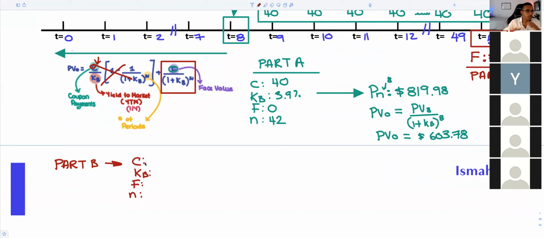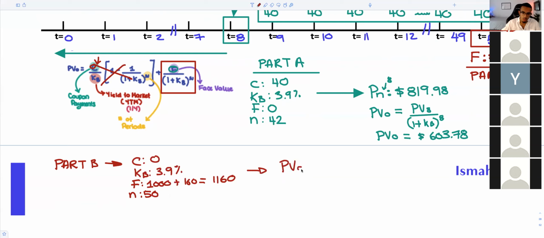Now, of course, do we have a C for part B? No, it's 0, exactly. So that's super clear. And our KB is the same, it's 3.9%. And our F in this case, once again, is 1,000 plus 160, so it's 1,160. And what is our N? N is 50, because there are no missed payments. There's nothing that we didn't go through. It's simple. We just have to discount it back to t equals 0, such that our N is equal to 50. Okay?